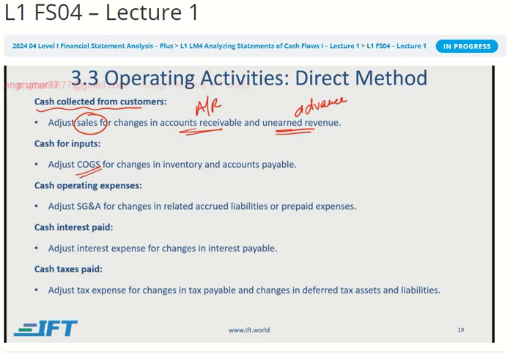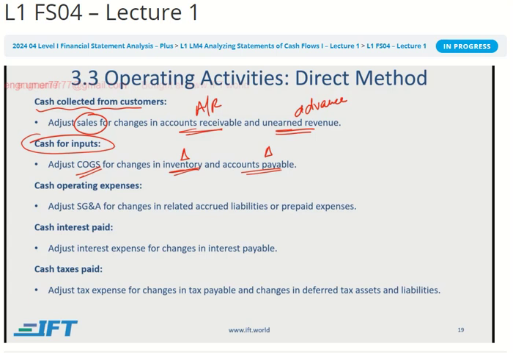We'll also look at an example for cash paid for inputs, where we will take the cost of goods sold and we will look at changes in inventory and accounts payable. Because when you buy from your suppliers, your inventory goes up, but if you don't pay them, then your accounts payable goes up as well. So we will look at these.